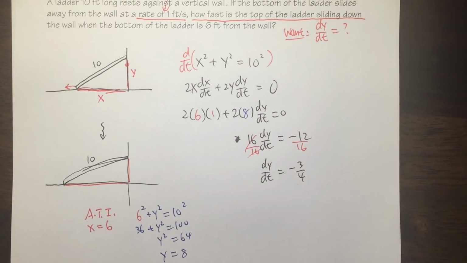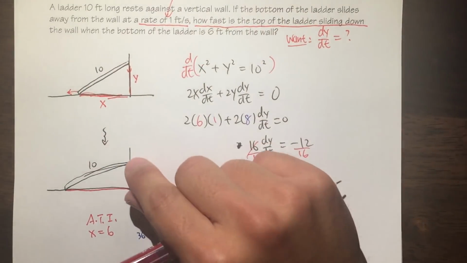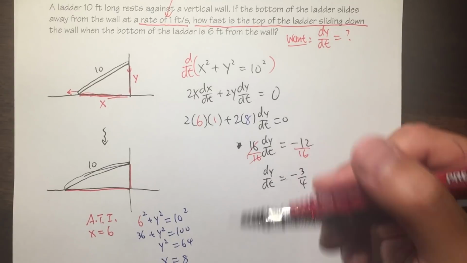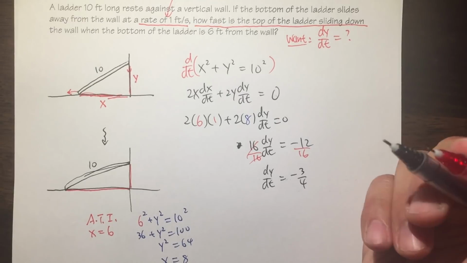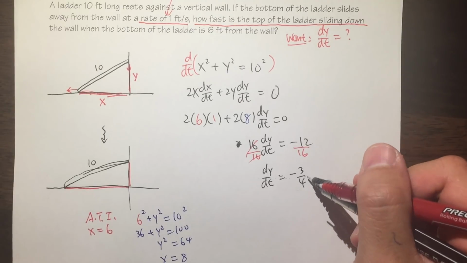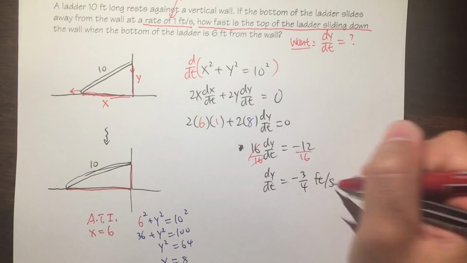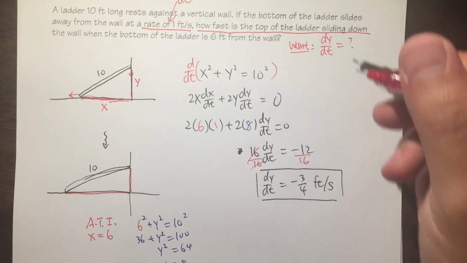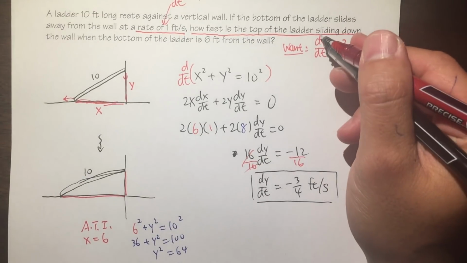But now we have to interpret our answer carefully. dy/dt is negative because this distance is getting smaller and smaller, because it's sliding down. So y is getting smaller and smaller. That's why we have a negative rate. Depending on how you want to answer it, in my class, you can just label dy/dt is equal to negative 3 over 4 and attach the unit, which is feet per second. This is okay. Or if you want to answer this properly, you write it down in a sentence, and you have to use the phrase sliding down.